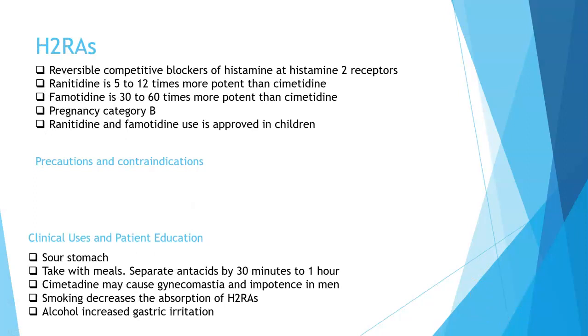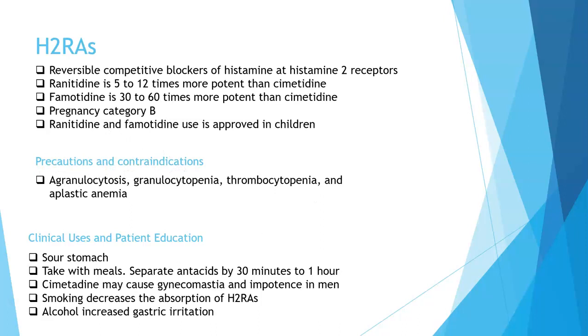The H2RAs, they are reversible competitive blockers of histamine H2 receptors. The ranitidine is 5 to 12 times more potent than cimetidine, and famotidine is 30 to 60 times more potent. It's a category B, and ranitidine and famotidine use is approved in children. Be careful of agranulocytosis, thrombocytopenia, aplastic anemia, granulocytopenia. Those are some very big guns that you have to monitor for.